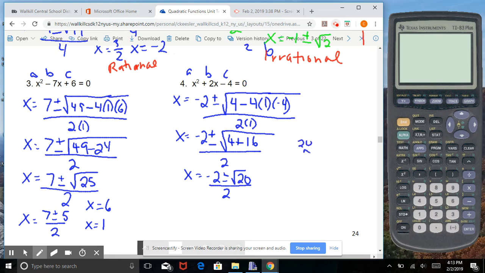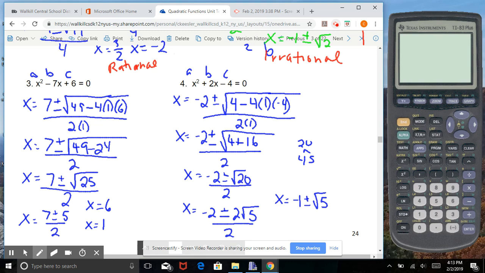20 is 4 times 5. I can take the square root of the 4, so that's going to come out of the radical, and the 5 is going to stay under the radical. So x equals negative 2 plus or minus square root of 4 is 2, leaving the 5 under the radical, all divided by 2. And just like before, negative 2 and positive 2 are divided by 2, so I can simplify this to x equals negative 1 plus or minus the square root of 5.